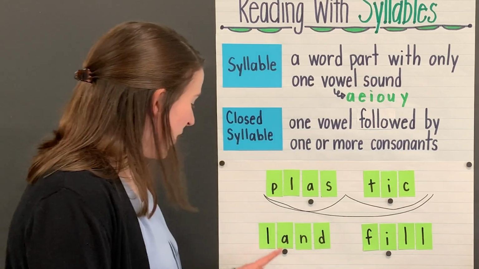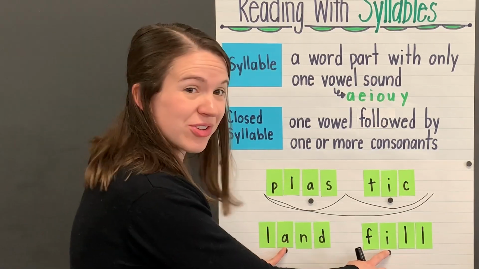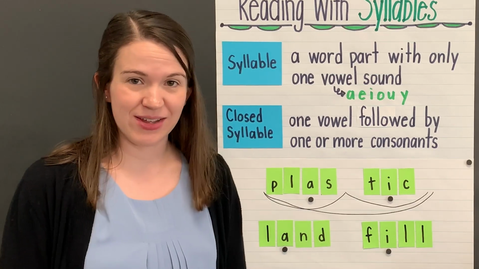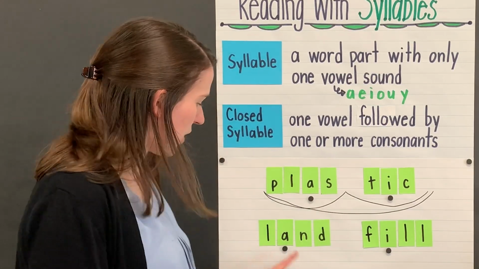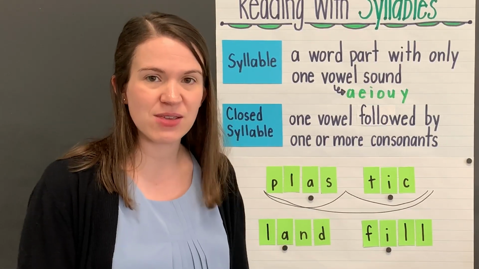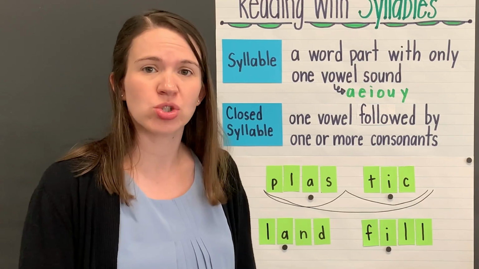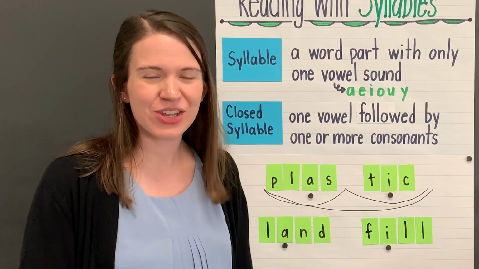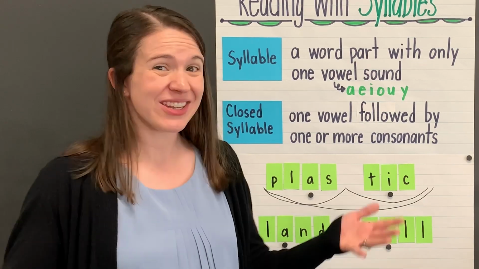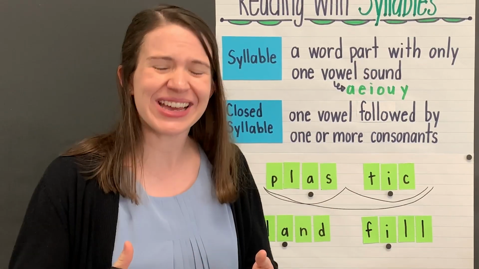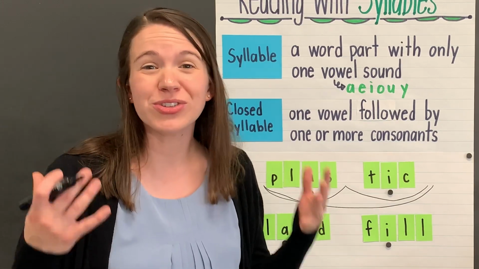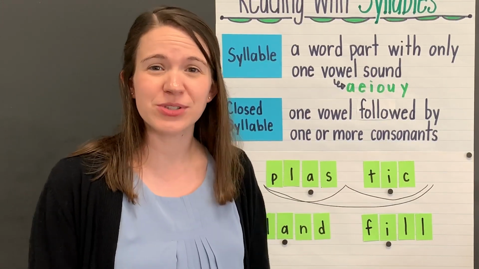Now, do we have closed syllables here? We do. We have vowels followed by 1 or more consonant. So what sound do you think we're going to try for the letter A? The short vowel sound. And what about the I? The short vowel sound. If that doesn't work, we'll try a different vowel sound, but since these are closed syllables, we'll start with the short vowel sound.